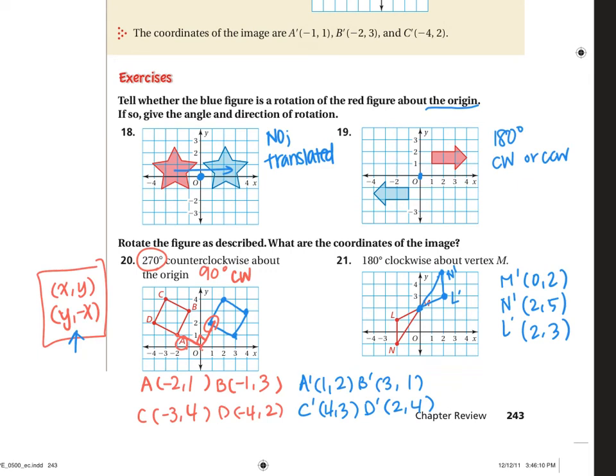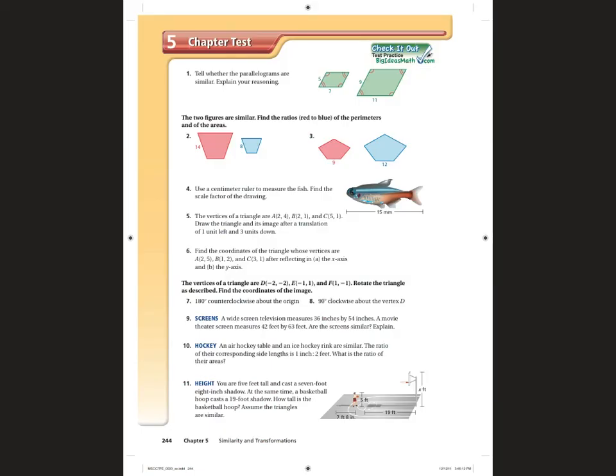Your homework is going to be page 244, which is your chapter test page. It's not going to be an actual chapter test, it's going to be your assignment. Please work on them. One thing that I want to mention is that for number 4, you have a fish here, and it says use a centimeter ruler to measure the fish. Obviously, not all of you guys will have that accessible, so I'm going to just give you the measurement, which is going to be 5 centimeters. Okay, so use 5 centimeters to find the scale factor of the drawing, and you'll be able to finish the questions all the way from 1 through 11.